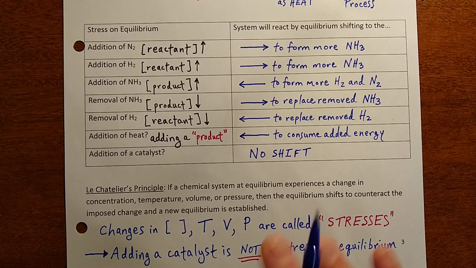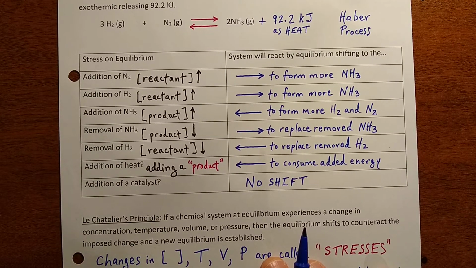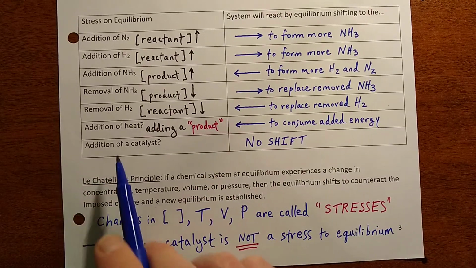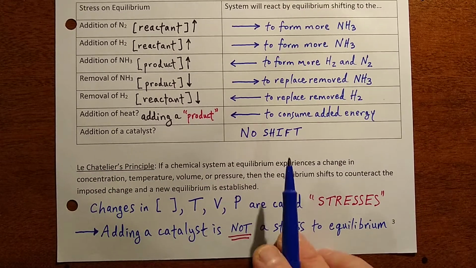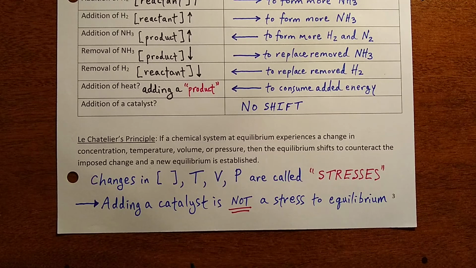Again, this is probably the most popular way, or one of the most common ways, that fertilizers are produced in this country. Notice adding in a catalyst does not cause a shift in the equilibrium. It only speeds up the formation of the ammonia gas.